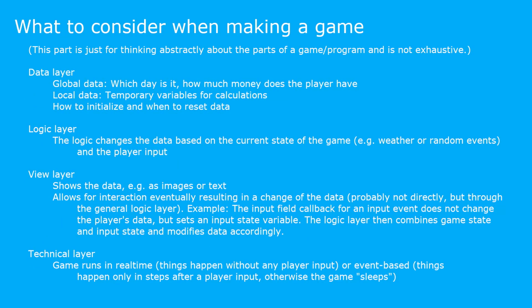When you make a game, you can consider different parts of a program structure. The data layer consisting of global and local data and how to initialize and when to reset the data. The logic layer, which changes data based on the current state and player input, a view layer, which gives a view on the data through text or images and allows for interaction through the logic layer, and the technical layer, that is if your game runs in real time or event based.